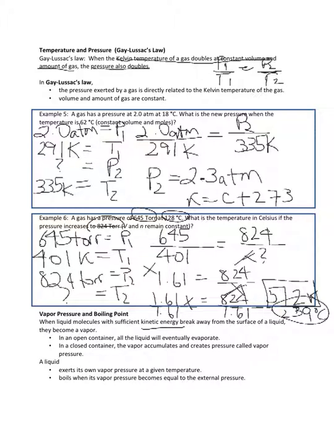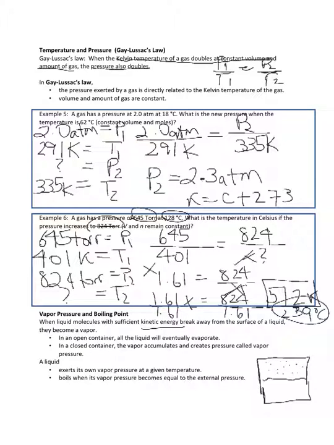If this occurs in an open container, all of the liquid will eventually evaporate, which is why if you leave a glass of water out on a table for long enough, eventually the glass will be empty. In a closed container, the vapor accumulates and creates a pressure called vapor pressure. So imagine, instead of an open glass on a desk somewhere, you have a closed container. Right? And some of the liquid molecules escape to become a gas. With time, as more and more molecules escape to become gas, they build up a pressure. Those gas molecules are moving. As they're moving, they're striking the walls of the container, creating a pressure. We call this pressure vapor pressure.